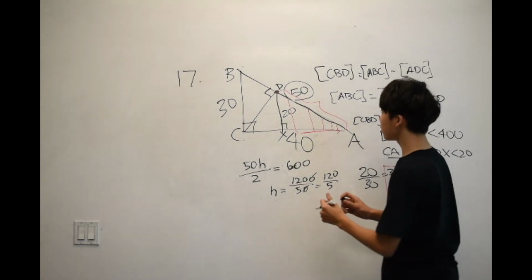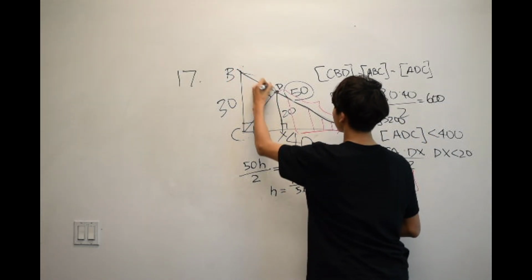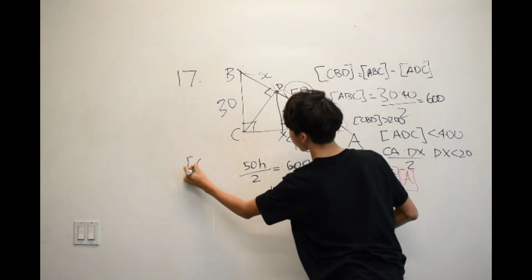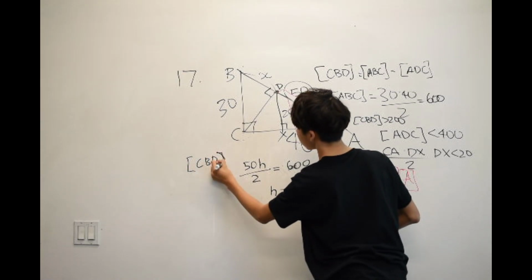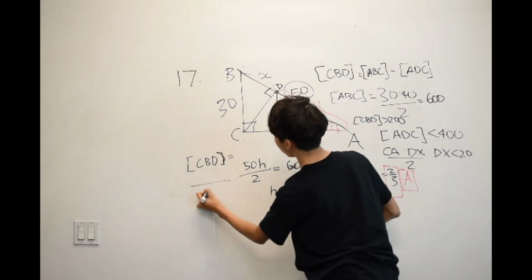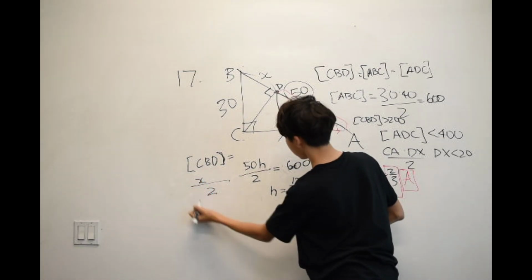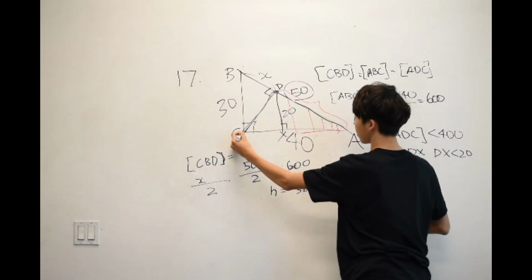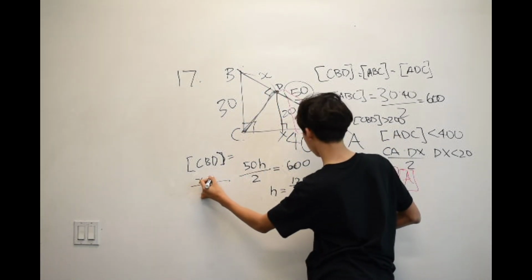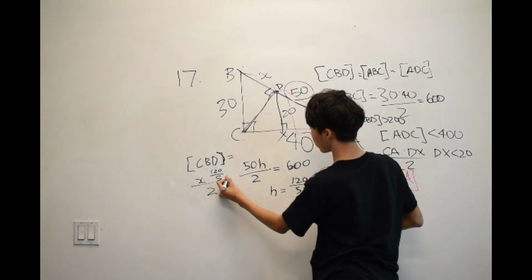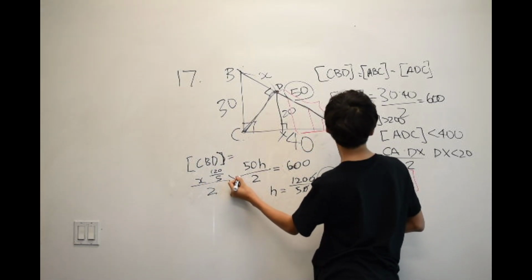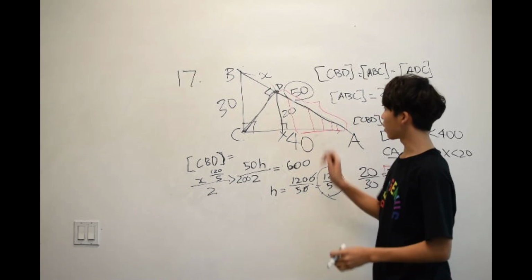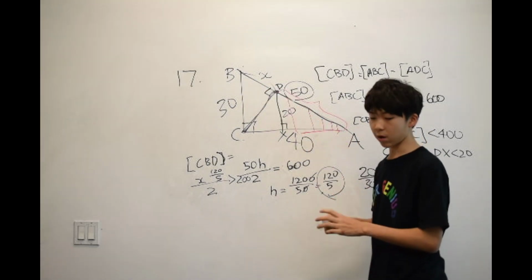And now that we know the altitude, we can let this length be x, and then the area of CBD is going to be 1/2 times x times h, the altitude of CD. We're saying that this should be greater than 200. Then we can solve for x and find the probability from there.